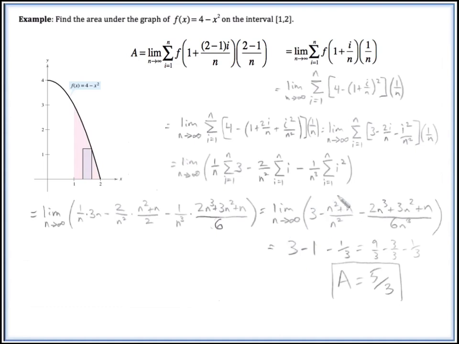Here the exponents are the same. Okay, you can see the 2 and the 2 are the same. And so this is going to be negative 1. Here the exponents are the same again, and so we have negative 2 over 6, or negative 1/3. And I just did a common denominator to add these up. We get an area here of 5/3. Okay, so again, the area under this curve, bounded by the line x equals 1, x equals 2, and the x-axis, is going to be equal to 5/3.